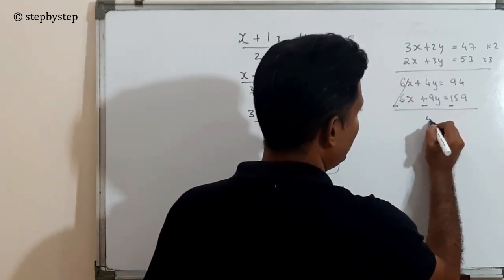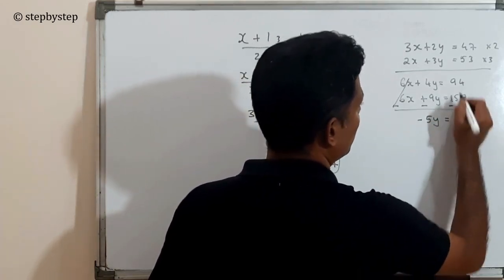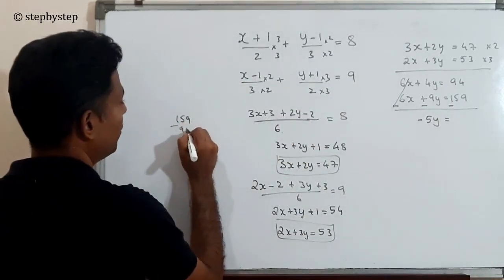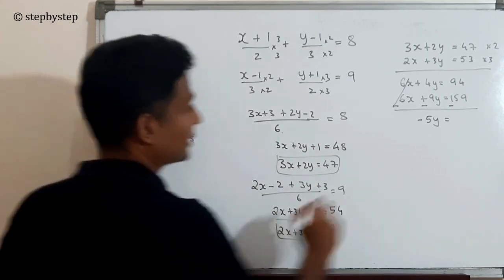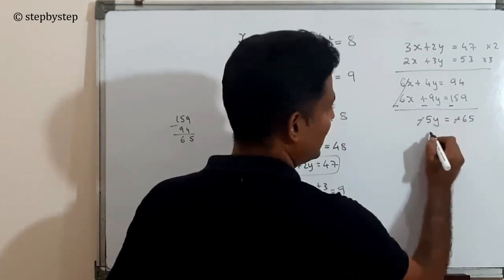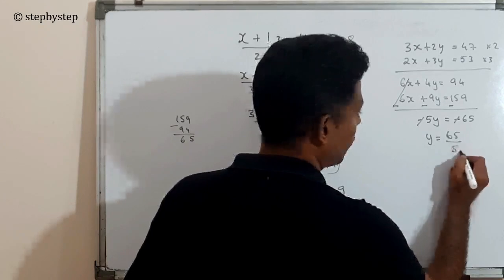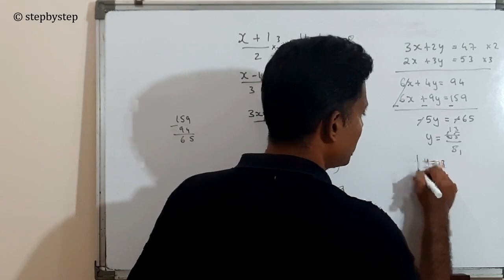4y minus 9y, minus 5y equal to minus 159 minus 94. 159 minus 94: 9 minus 4, 5, and 15 minus 9, 6. So I get minus 65. Minus minus signs will cancel. y equal to 65 by 5. 5 ones are 5, 5 thirteens are 65. So I got y equal to 13.